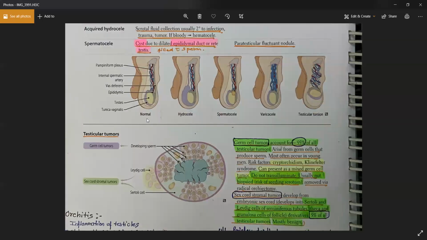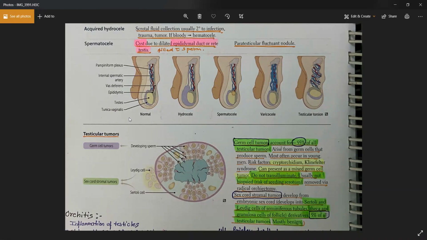Now comes the testicular tumors. Whenever you see a patient having a very solid mass in the testis, you will always think about testicular tumors. Okay, very important. And these masses do not transilluminate. Again, that will give you a hint that the patient is having a testicular tumor.